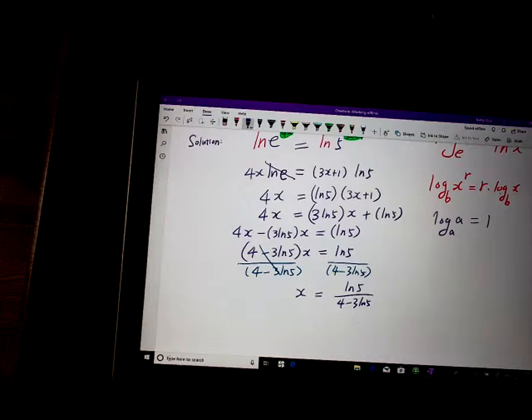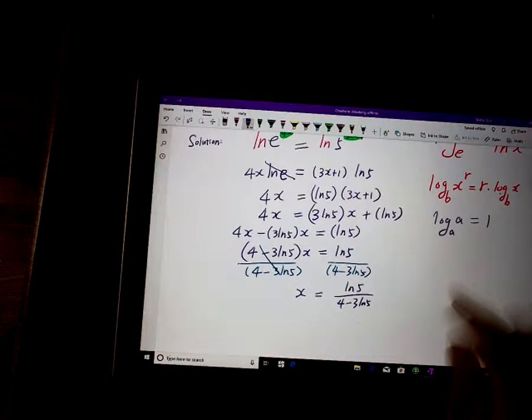Now bring in your calculator. Evaluate the expression. You would have a negative number. In this case, x is a negative number. I'm going to skip this part. Number 3. Let's see if we can do one more.